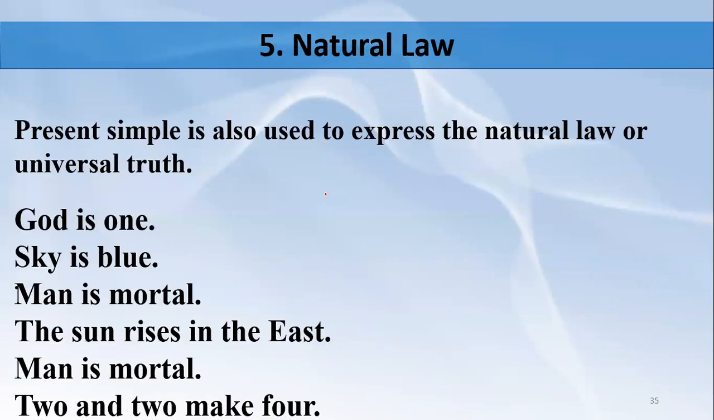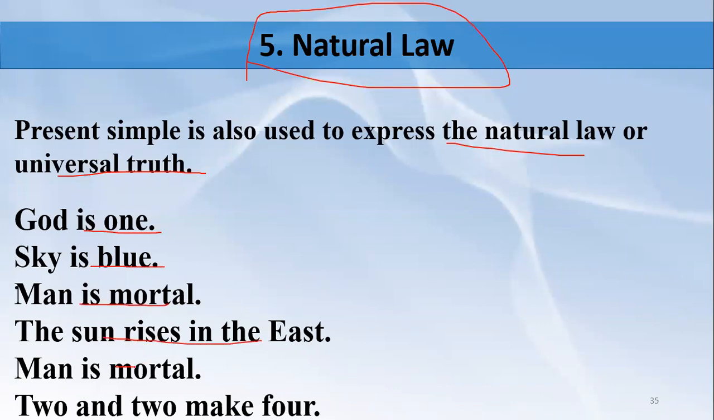Moving to the fifth use of this tense, present simple tense, that is natural law. We talk about in present simple tense the natural laws or universal truths, such as God is one, the sky is blue, man is mortal, the sun rises in the east. Man is mortal again. Two and two make four. So these are examples of present simple tense.